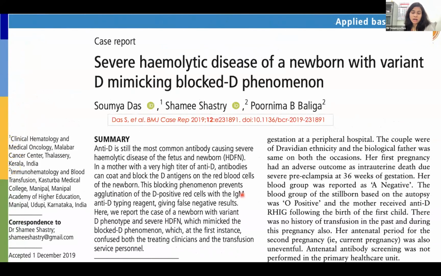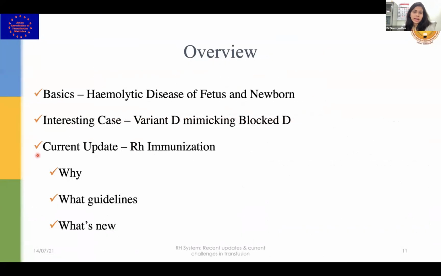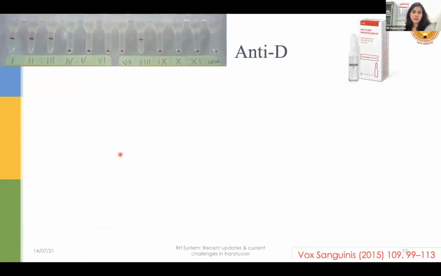Moving ahead, this case was actually published by our team as a case of severe hemolytic disease of fetus and newborn with variant D mimicking a blocked D phenomenon. Coming to the current update in Rh immunization, the majority of our focus still remains in and around anti-D. Why? Let us look into it. Rh D HDFN still causes more severe morbidity and the majority of mortality in cases of HDFN.